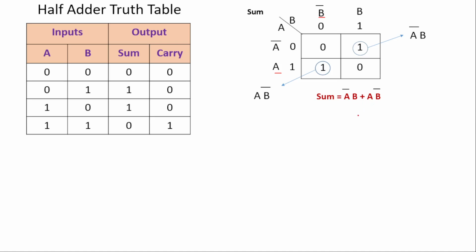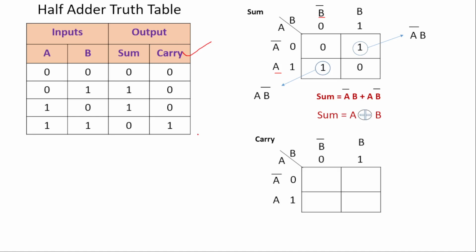It is nothing but the expression of XOR, that is A XOR B is as good as A bar B plus AB bar. In short, the Boolean expression for sum is A XOR B. Let us also derive the Boolean expression for carry, that is the second output. So again, 4 possible combinations are there.